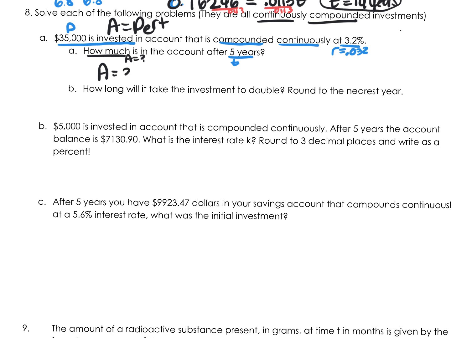And we'll start with 35,000, e to the 0.032 times 5 years. And if you type that into your calculator correctly, don't forget to wait to close your parentheses until after the times 5. You should get $41,072.88.